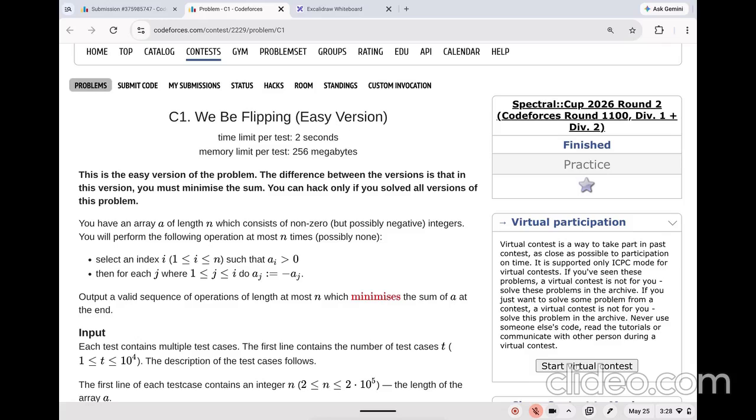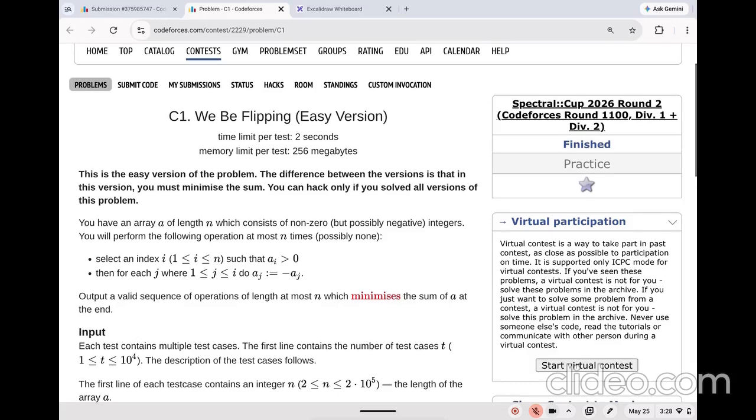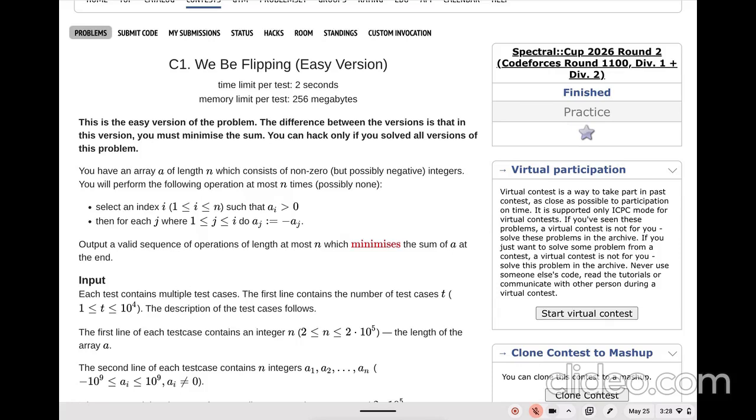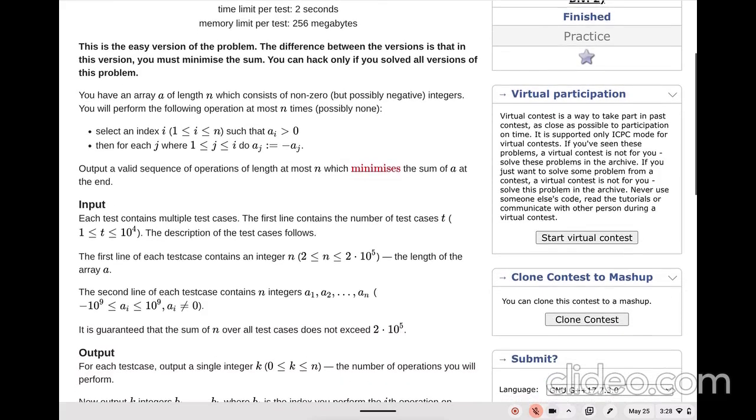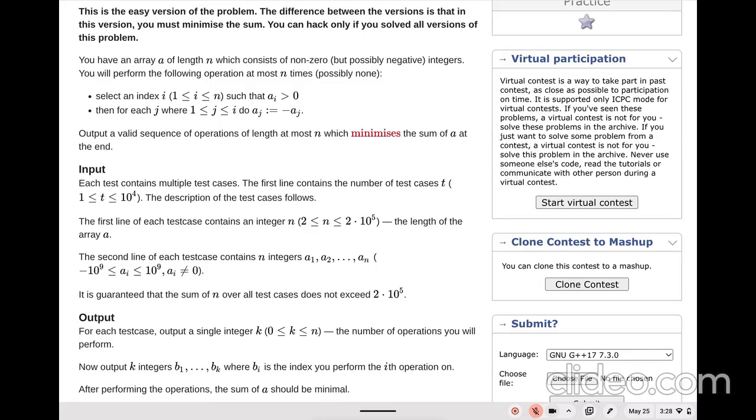Okay, so this is an easy version. Let's read the problem statement. This is the easy version of the problem. The difference is that in this version you need to minimize the sum, right? You can only hack if you have solved all versions of the problem. Let's read the problem statement now.